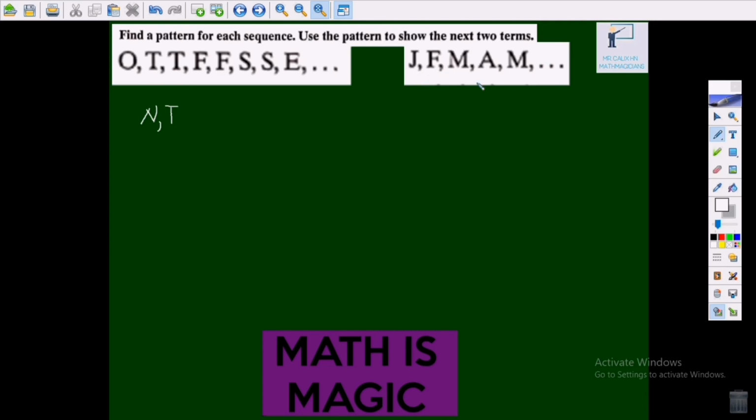And these are the first letters of the months of the year: January, February, March, April, May. We're missing June and July.